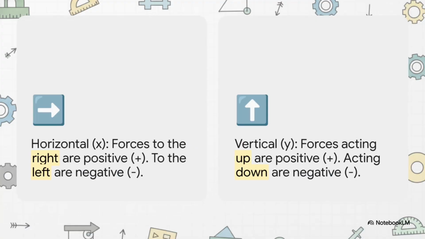But hold on, before we start crunching numbers, we have to agree on directions. We're going to use the standard system. So anything going to the right is positive, left is negative. Anything going up is positive, and anything going down is negative. This is super important to get the right answer.